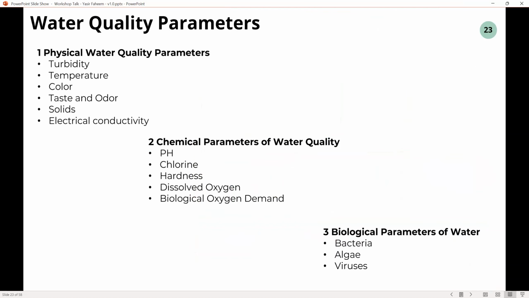So I will now summarize quickly. This was the overall idea of the project. Water quality parameters primarily can be classified into 3 different categories. We have physical water quality parameters like turbidity, okay, how much contents or solvents are there in water, temperature, its color, taste and odor, number of solids in water.